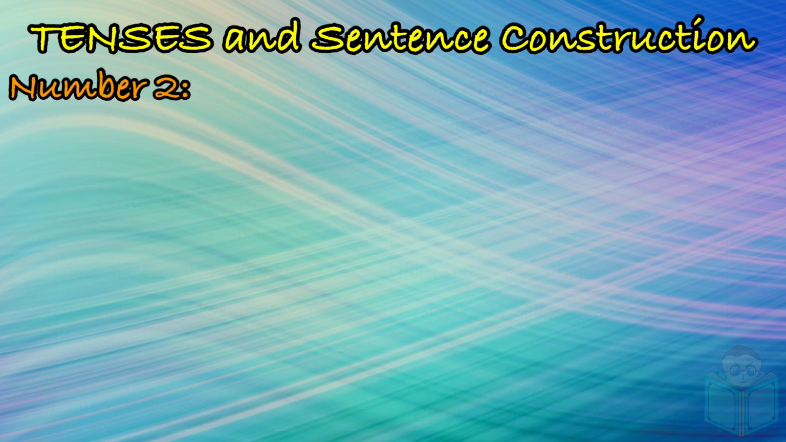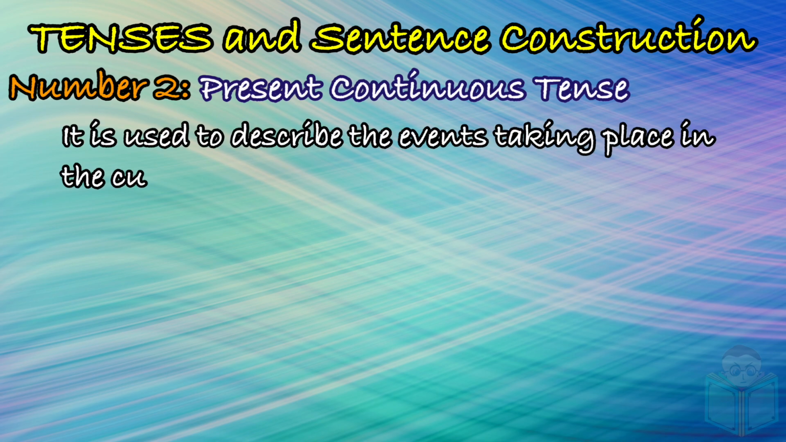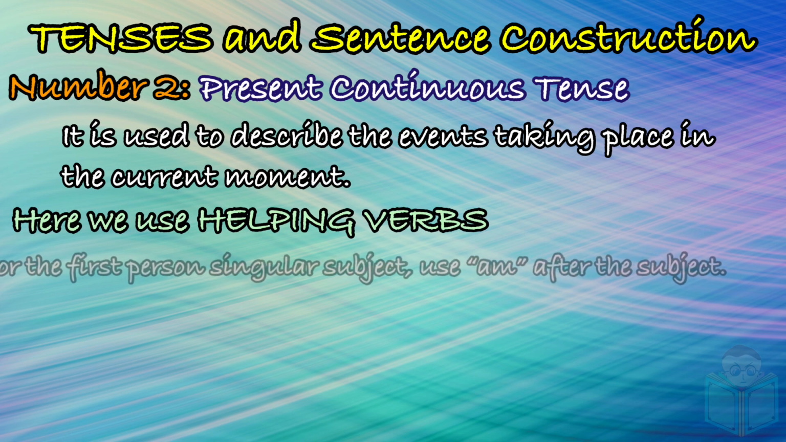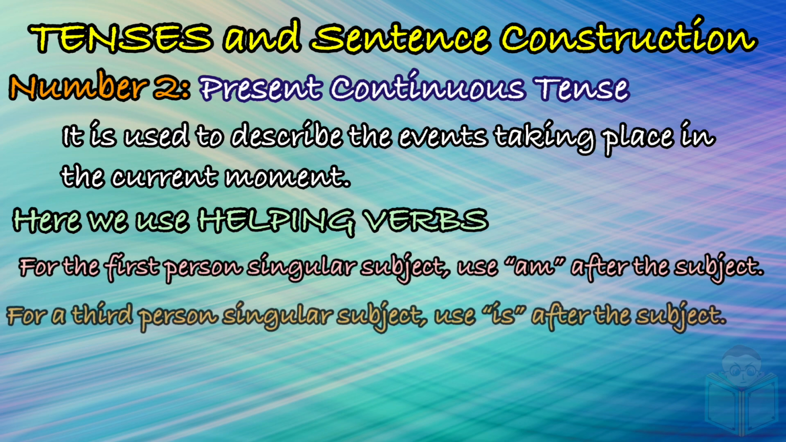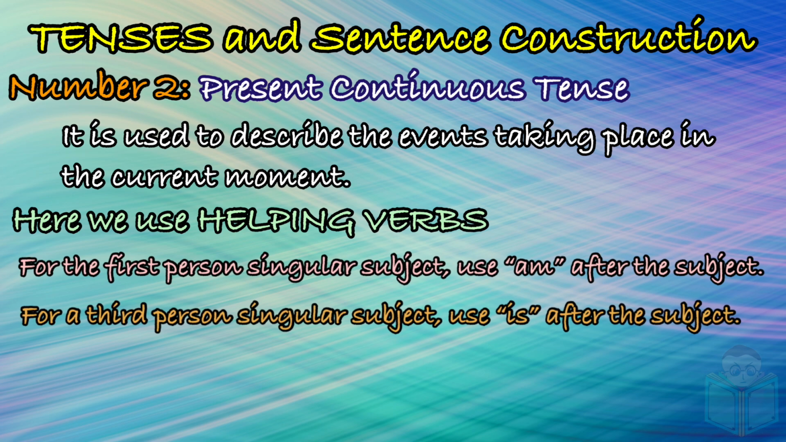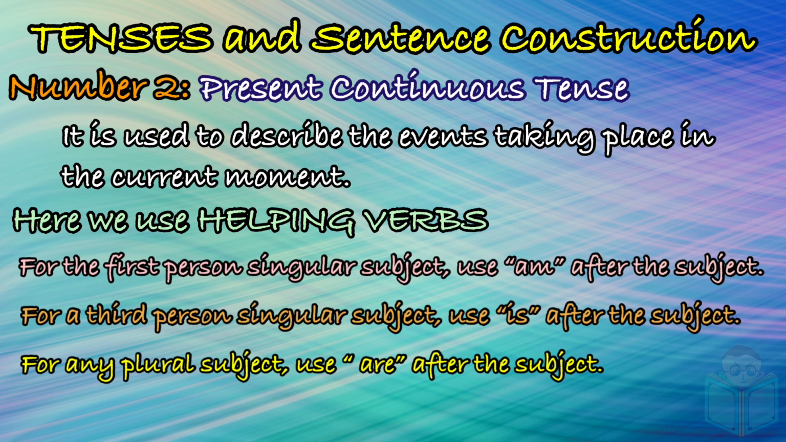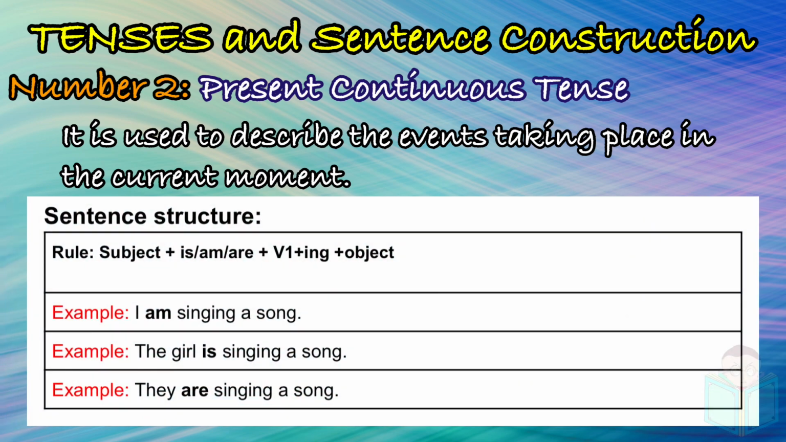Number 2. Present continuous tense. It is used to describe the events taking place in the current moment. Here we use helping verbs. For the first person singular subject, use am after the subject as a helping verb. For a third person singular subject, use is after the subject as a helping verb. For any plural subject, use are after the subject as a helping verb. Please follow the table for sentence construction.